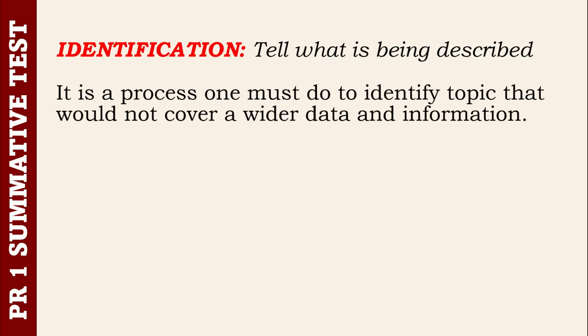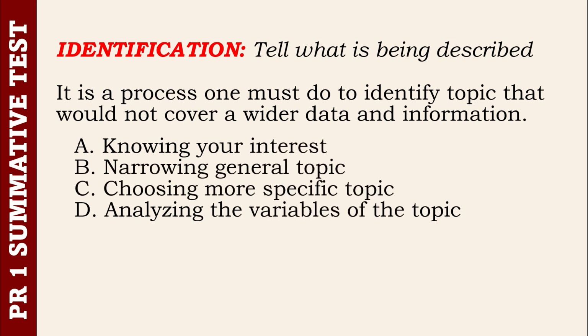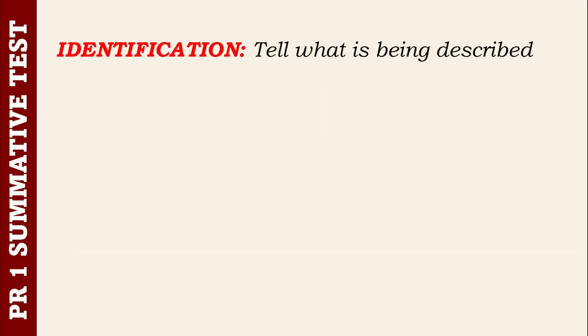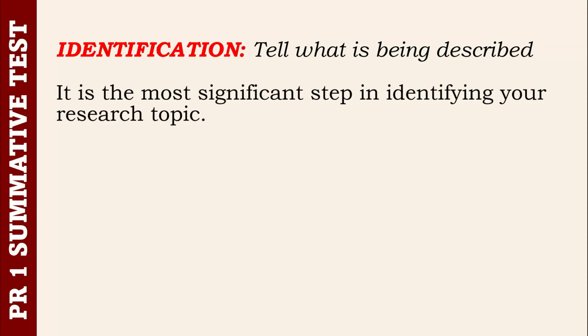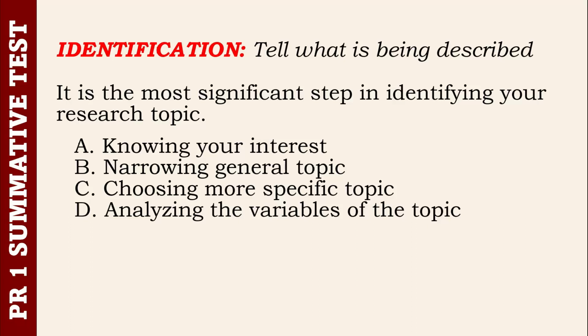And the next is, it is a process one must do to identify topic that would not cover a wider data and information. So we have the same choices, and our answer is letter B, narrowing general topic. Next in line is, it is the most significant step in identifying your research topic. So we have the same choices, and the answer is letter C, choosing more specific topic. Now let's move on to the next one.